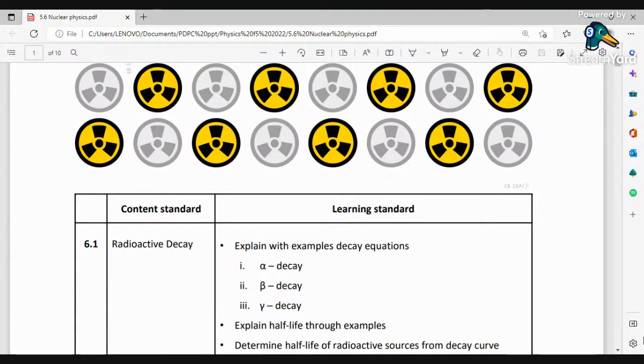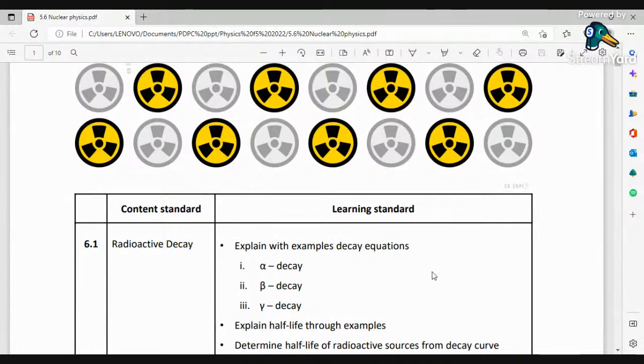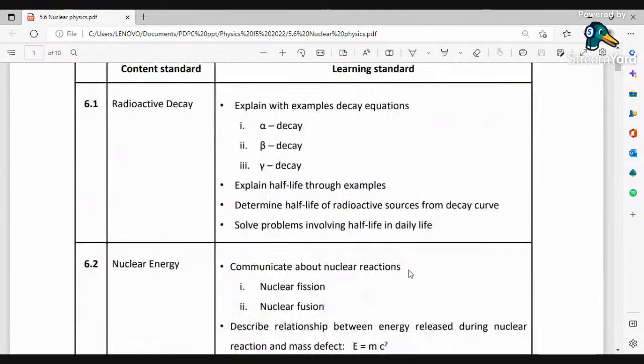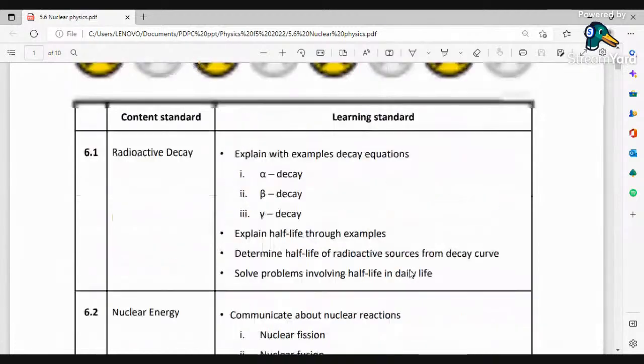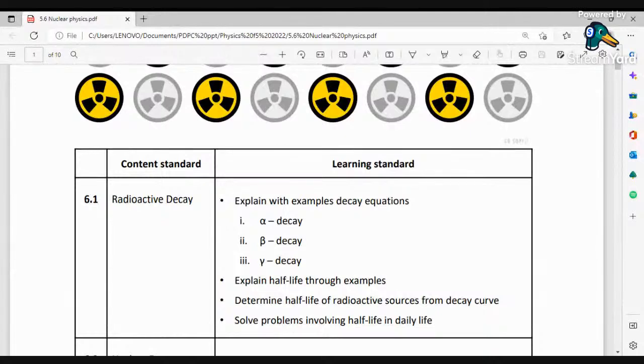Okay, tonight we continue chapter 6, radioactivity. Topic: nuclear physics. Under this topic, we will discuss 6.1 radioactive decay and 6.2 nuclear energy. To understand this topic, some of the related topics you have studied in science, lower form. I hope you still remember. Okay, harapnya masih ingat lagi ya.